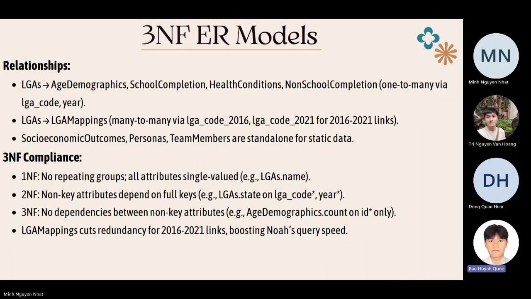Okay, so in terms of the 3NF error model, it's super clean. We have created 9 tables, like LGA with LGA code and LGA mapping for 2016 to 2021 links. LGA connects datasets one to many, while static tables like personas stand alone. It is 3NF: single-value attributes, full key dependencies, and no non-key links, like LGA demographic depending only on the ID from LGA mapping. That cuts redundancy and boosts Noah's query speed. This setup makes Mary's charts perfect and Karen's trend lines work. It also makes Noah's analysis smoother.